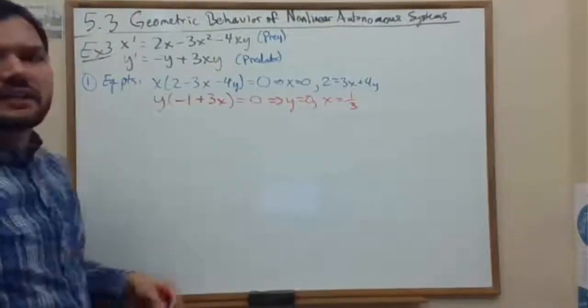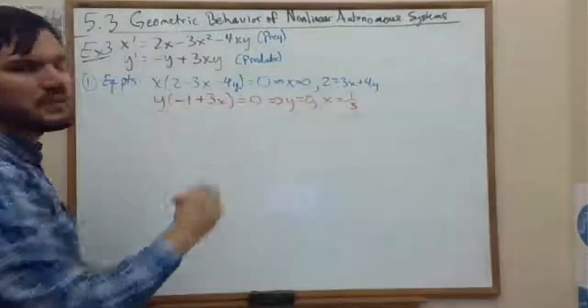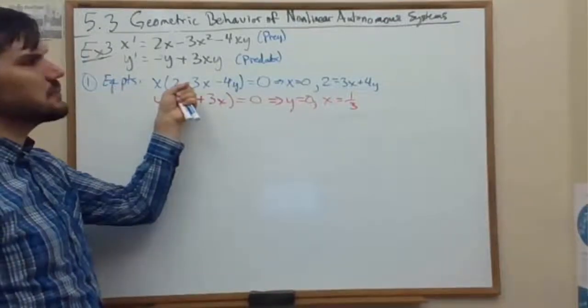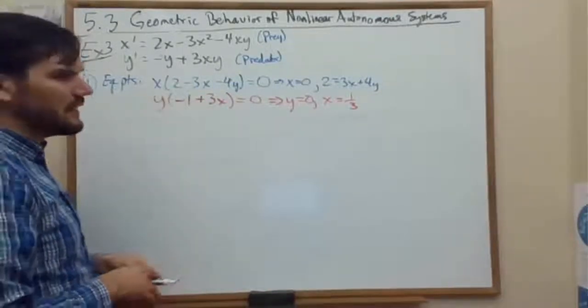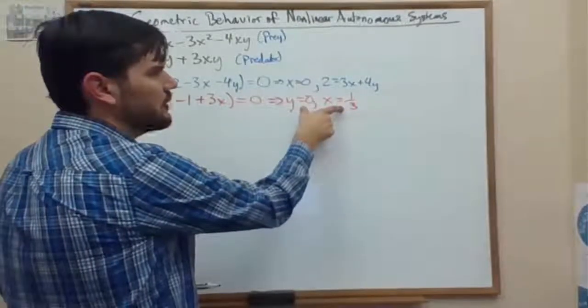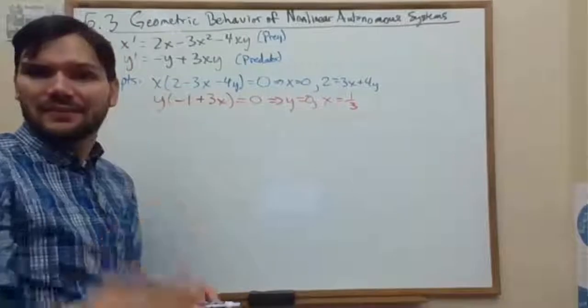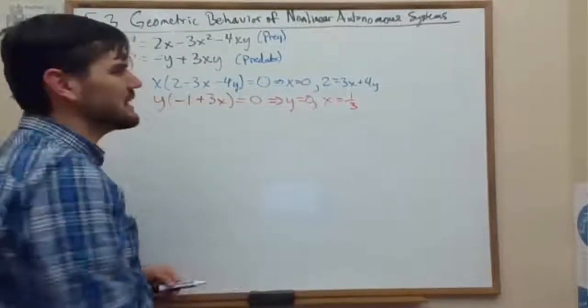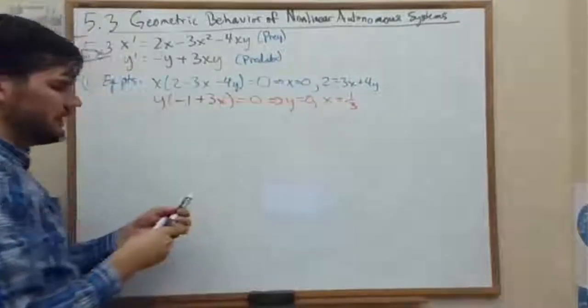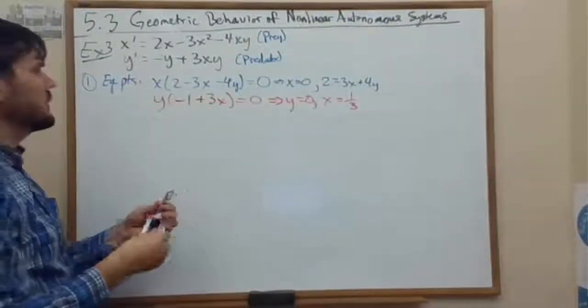So, combining these together, it's important that we distinguish the two nullclines. Here's a nullcline for y prime, here's a nullcline for x prime. Now, we cannot choose y equals 0 and x equals 1/3 because that only satisfies half of the two nullclines. We want to satisfy both, so we choose one value from one and one value from the other to form all the equilibrium points.